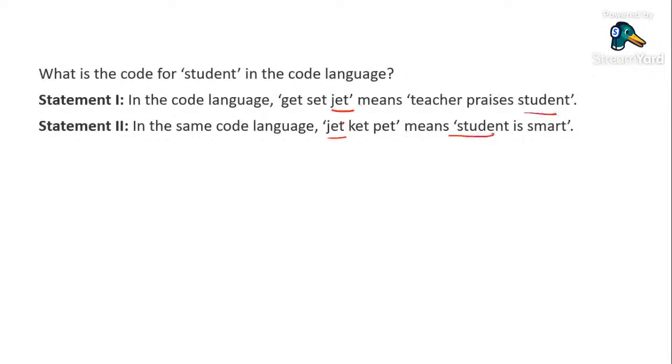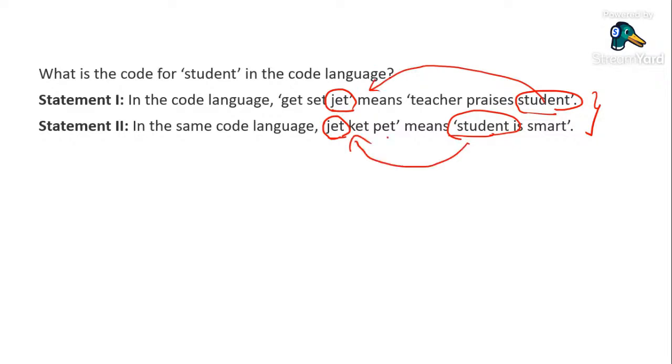So now the same thing for the second statement only. Here it is matching jet, but with one statement alone the order may differ. So now we will combine both. So combining both, student is common. So student being common, the only thing which is common is jet. Now after combining these two, I got to know the code for student. Both are sufficient.